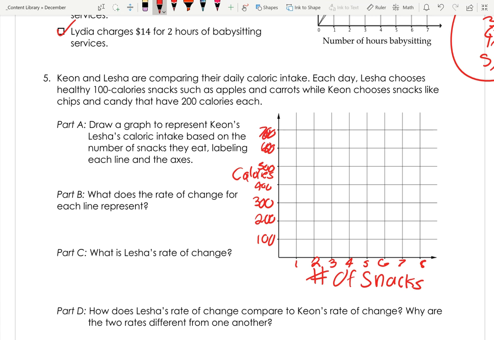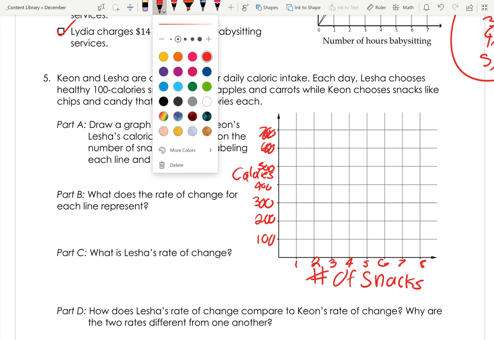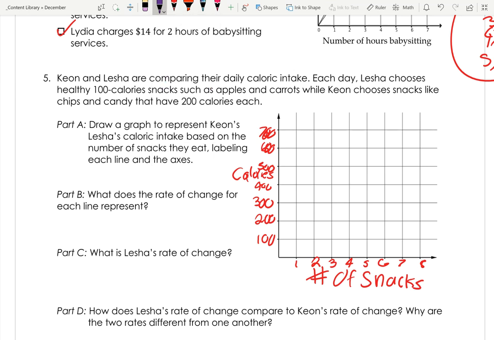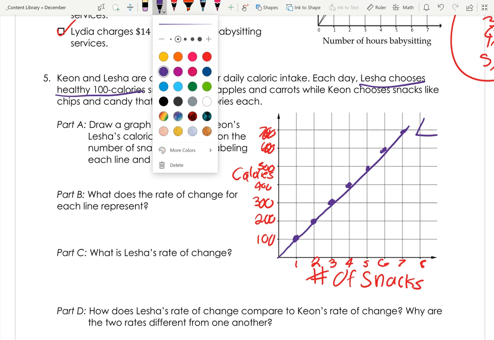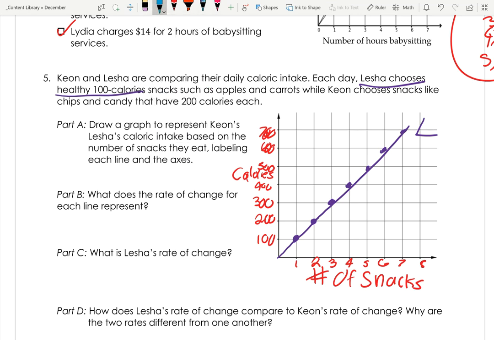All right. So let's use purple to represent, well, I guess draw a graph. That's part A. So we're still doing part A. Let's use purple to represent Leisha. So Leisha chooses healthy 100-calorie snacks. So for every one snack that Leisha has, she has 100 calories. So one snack is 100 calories. 2 snacks would be 200. 3 would be 300. 4 would be 400. 5 would be 500, right? So on. 6 would be 600. 7 would be 700. So this is Leisha's graph.